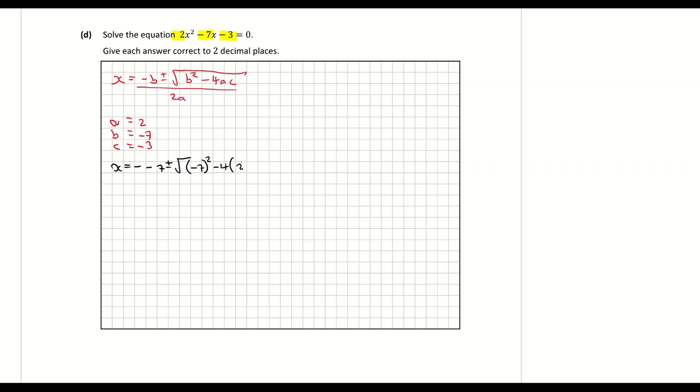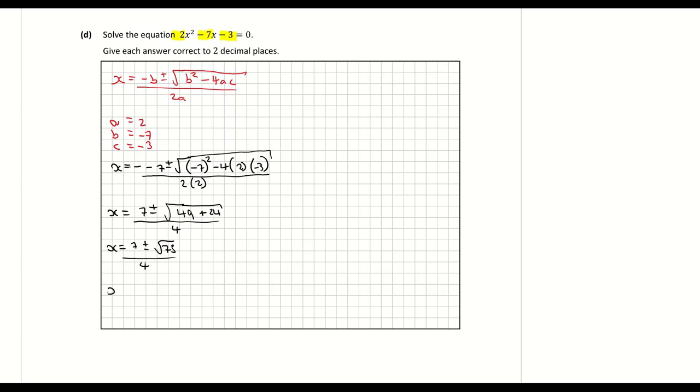4 times a, which is 4 times 2, times c, which is minus 3, and that's within the square root. And it's all over 2 multiplied by a, which is 2 times 2. So x is equal to, those two negatives in front of the 7 will give me a plus. So it's positive 7 plus or minus the square root of minus 7 by minus 7, which is 49, minus 4 2s, which is 8, minus 8 by minus 3 is positive 24, all over 2 2s, which is 4. X now is equal to 7 plus or minus the square root of 73 all over 4.